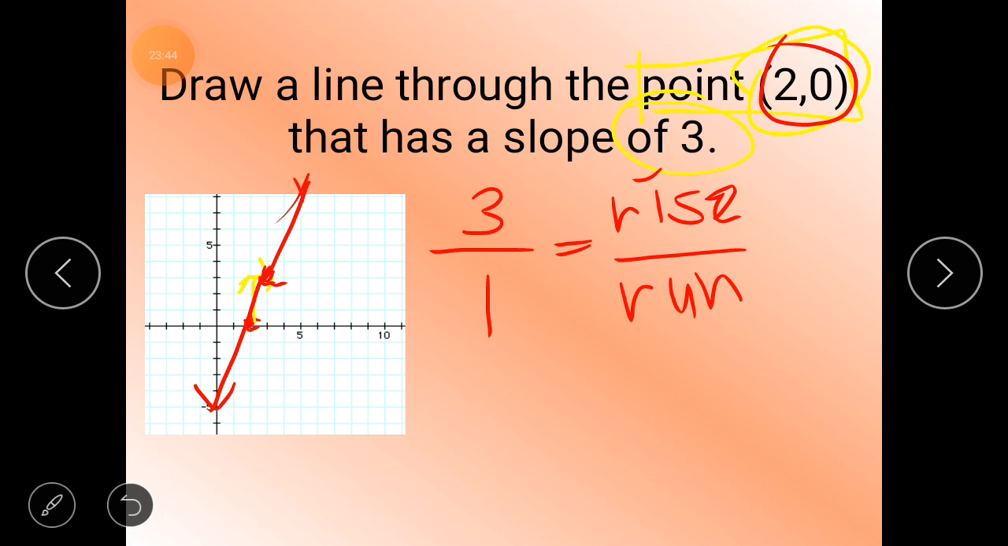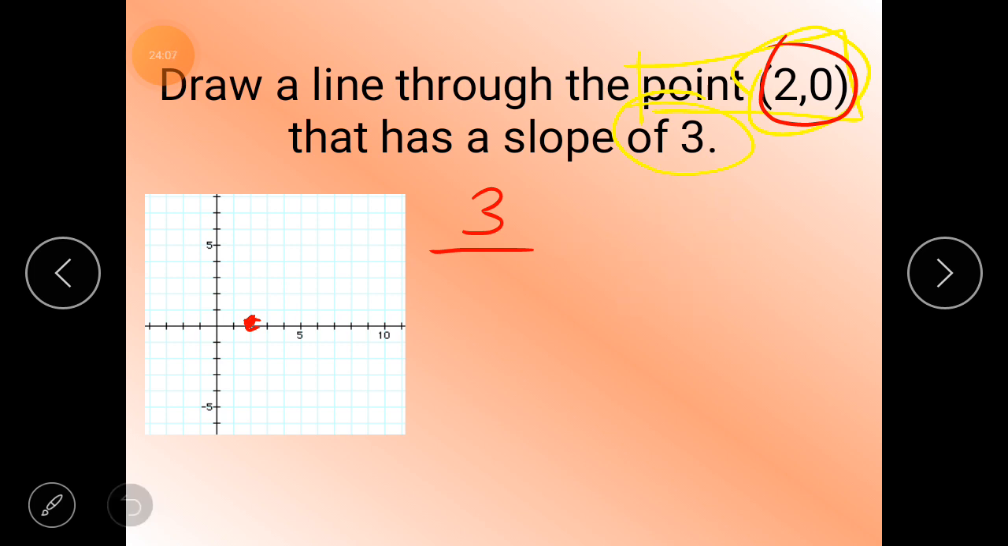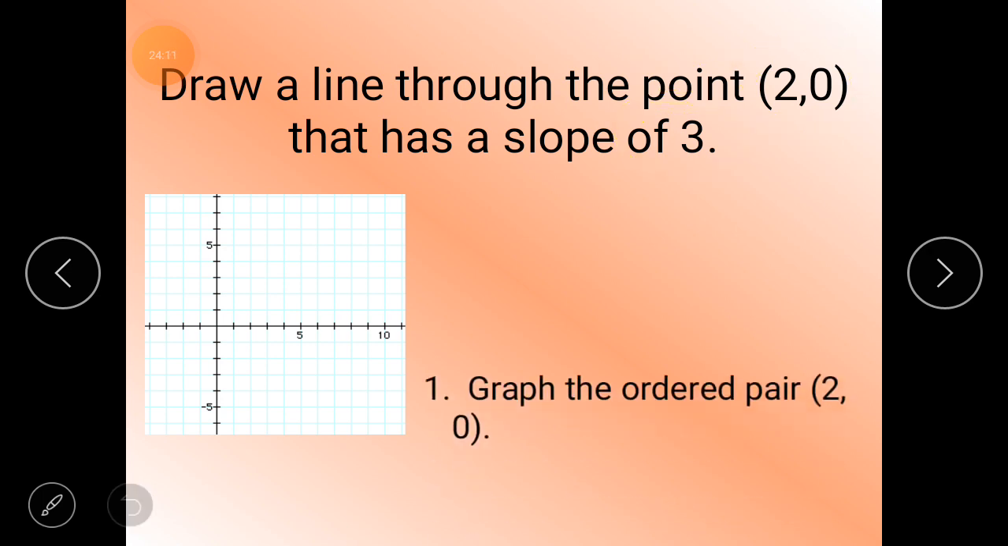Okay, so slope is very useful. You can get the line, or you can graph the line even if you only have 1 point, if you have the slope. Okay, so that is drawing a line through point (2, 0) with a slope of 3.